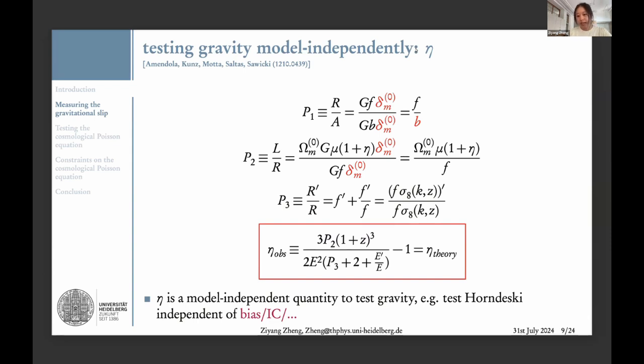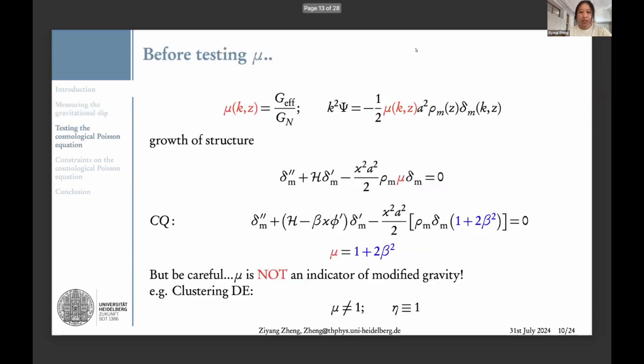So from this eta, we can then compare with some theory prediction that we would like to test, for instance, test Horndeski and possibly falsify it. So that is basically the idea of testing eta.